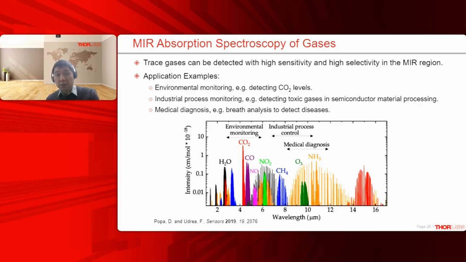as shown in this plot. Measuring the absorption spectrum in this wavelength range enables trace gas detection with high sensitivity and high selectivity. The related applications include environmental monitoring like CO2, methane, ammonia detection, industrial process control, and medical diagnostics such as breath analysis.